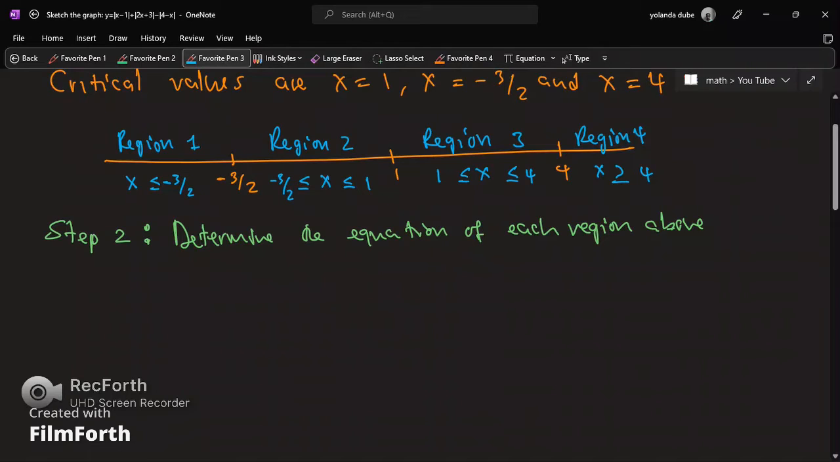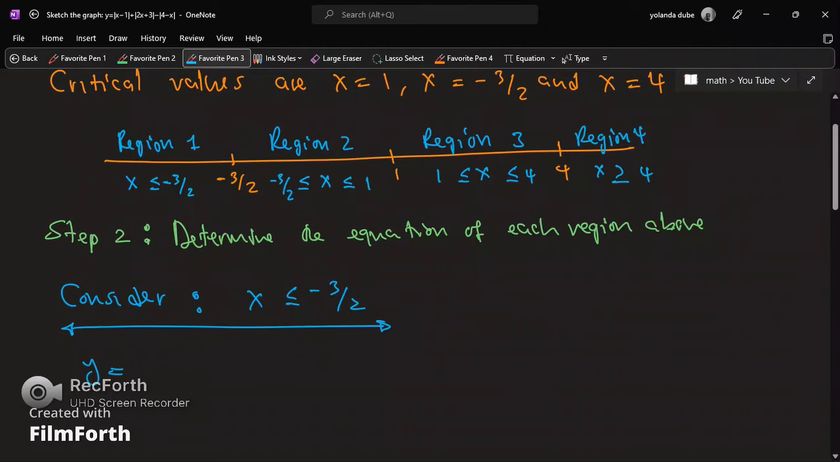So for the first region, we'll consider this region now, x less than negative 3 over 2, like that. You see that? So x less than negative 3 over 2. So to find the equation that represents the function at this region, this is how we proceed.